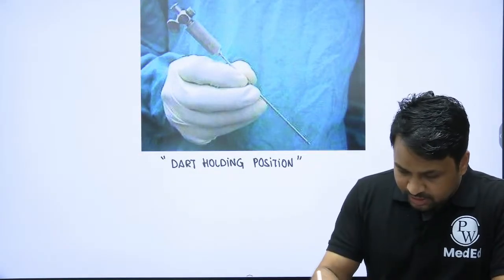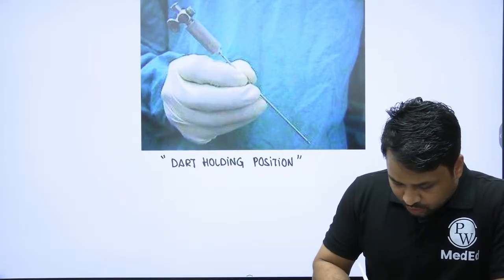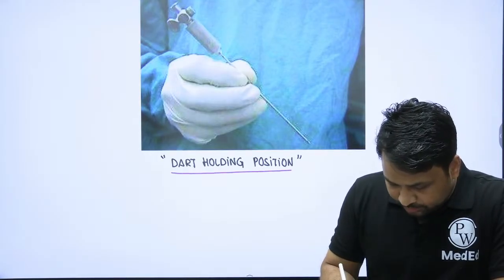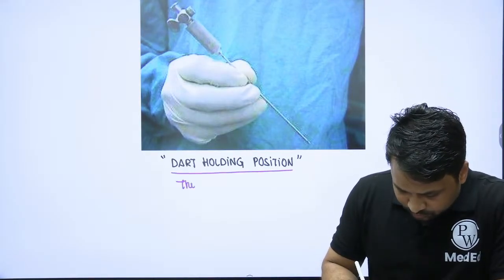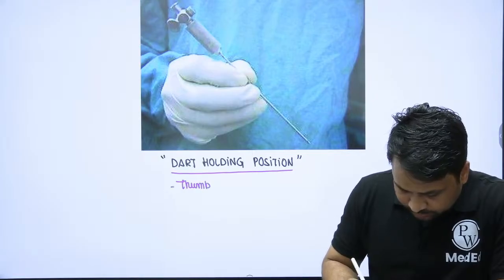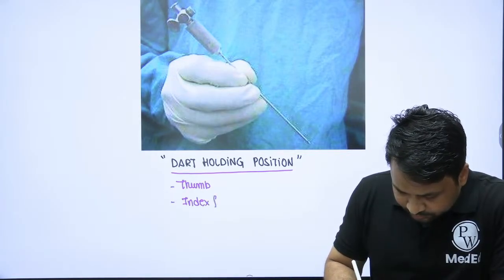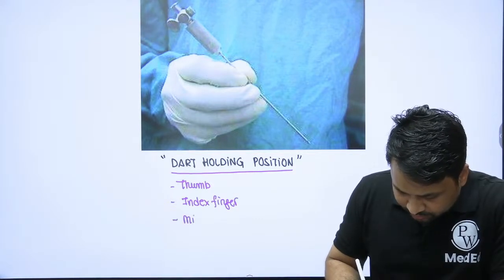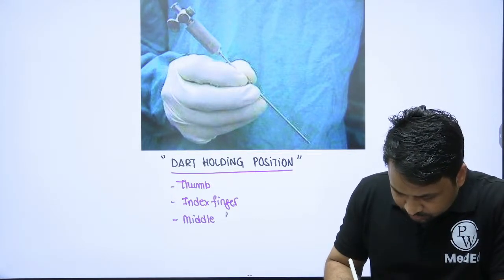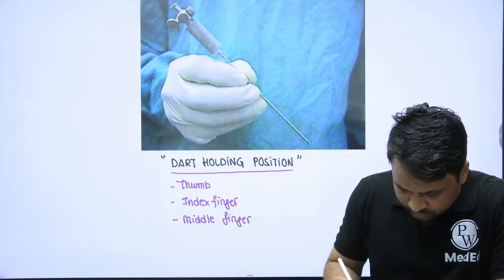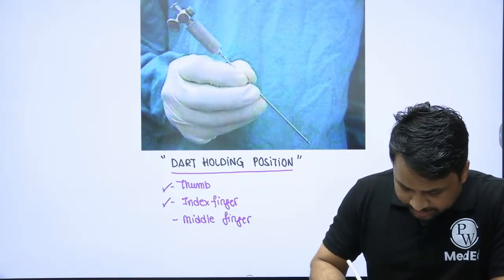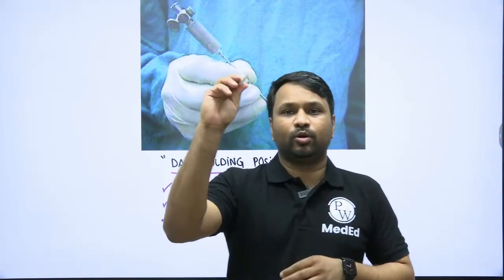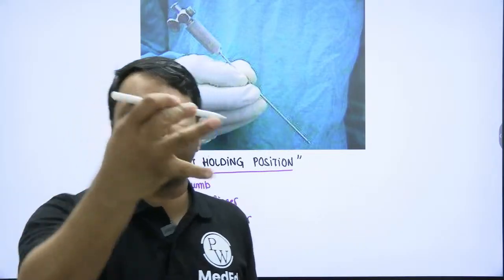What are the fingers that you're going to use, right? You're going to use your thumb, your index finger, and your middle finger. ठीक है, तो आप thumb, index और middle finger को लेके पकड़ोगे. This is how you're going to hold it. These two fingers are going to remain free.